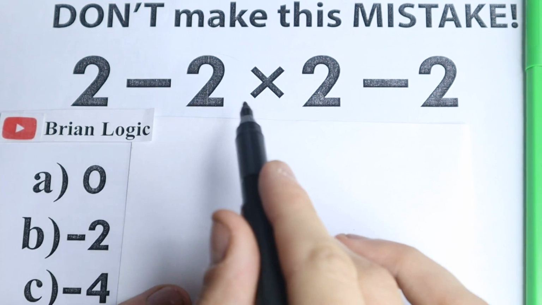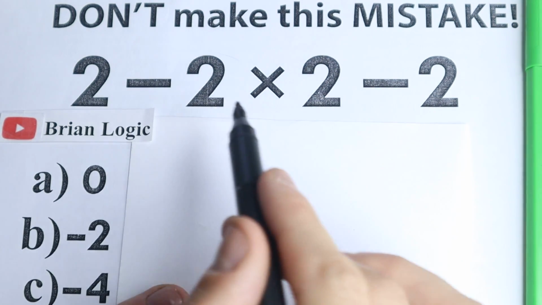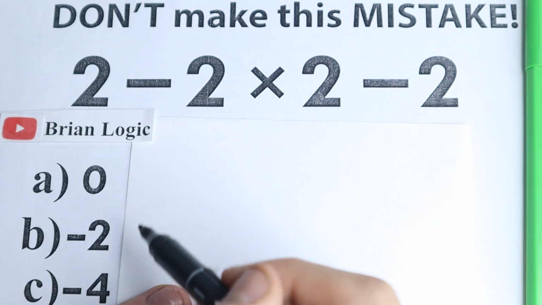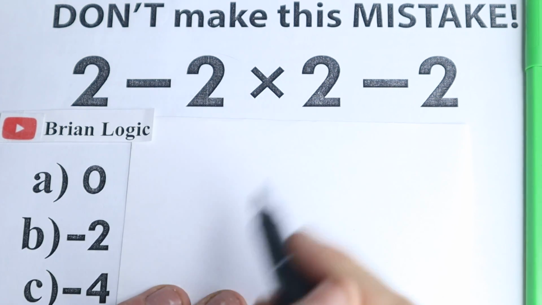Really interesting and relaxing challenge today. We have 2 minus 2 times 2 minus 2. So here's our challenge today and here's our answers. We have 3 options right here. So what do you think is the correct answer?